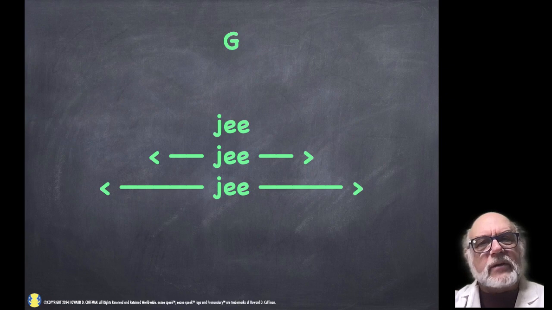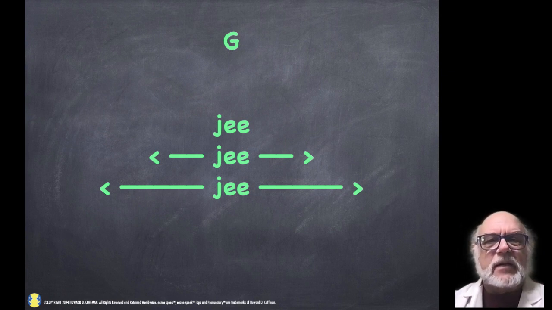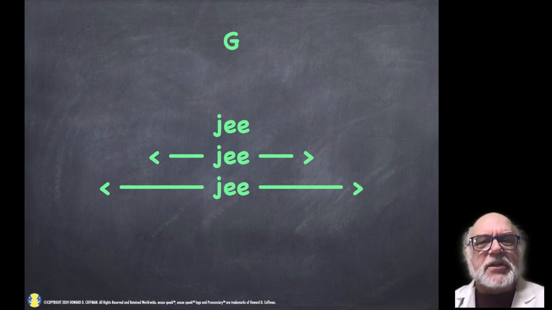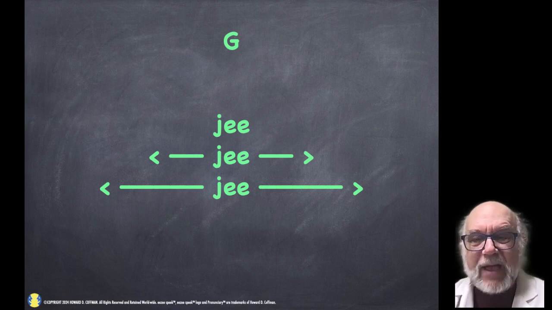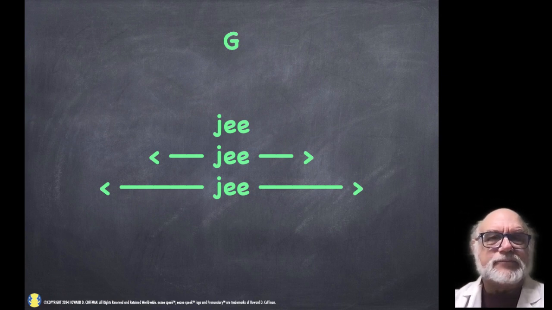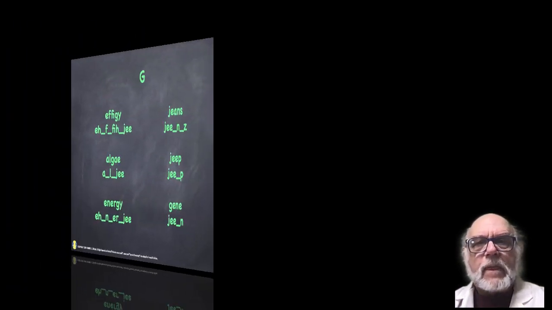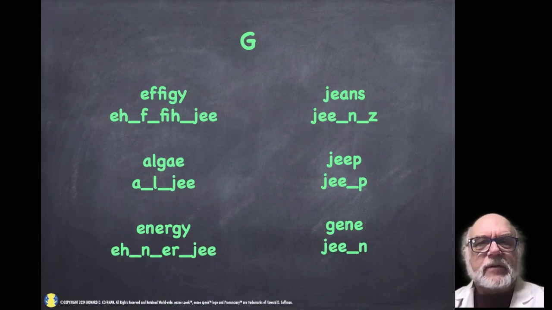The letter G kind of sounds like a J. G. This is what it sounds like. Practice words for the letter G. Effigy.